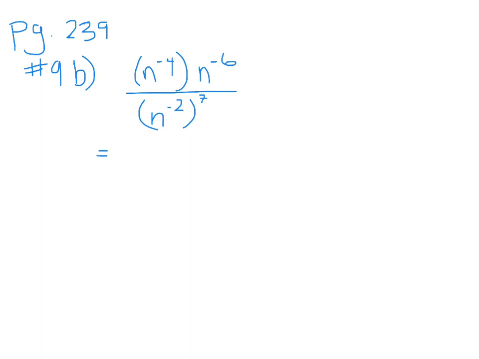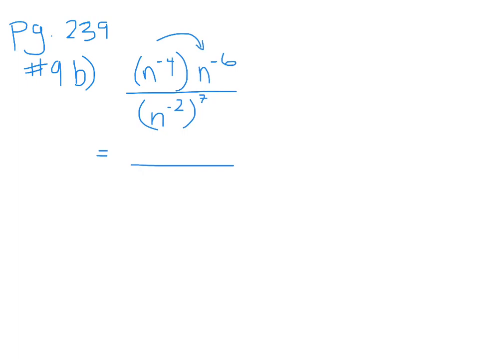Now luckily, if you take a look at every single one of these bases, the bases are n. You have n to the exponent of -4, you have n to the exponent -6, and then you have this situation happening at the bottom as well. Now, remember to take this one thing at a time. At the top, I'm actually going to do the multiplication rule.